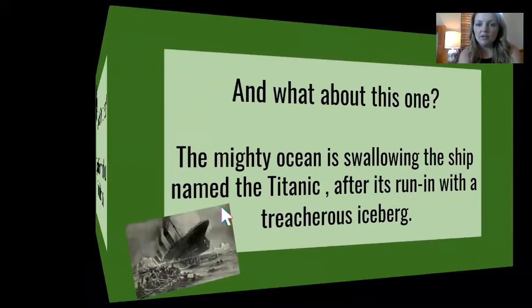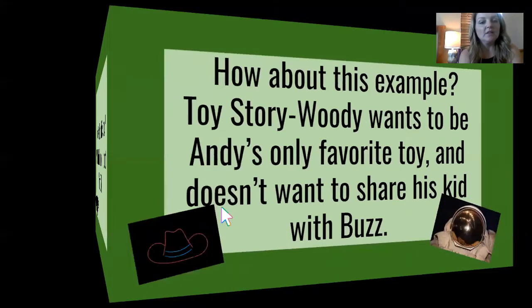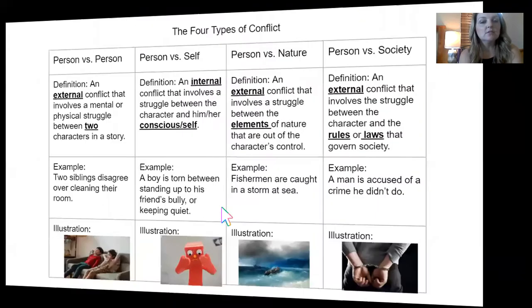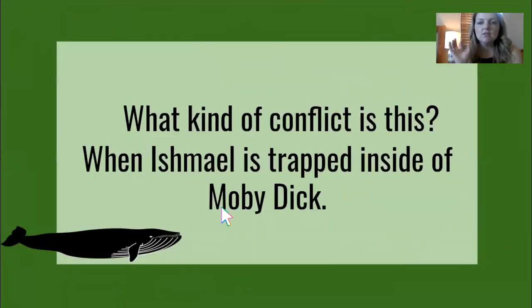All right, so we're going to go back and we're going to talk about each one of these. All right. So what kind of conflict is Ishmael being trapped inside of Moby Dick? So Moby Dick is an animal, which is part of nature. So we would pretty much say this conflict is a person versus nature, right? Because he is trapped inside that whale.